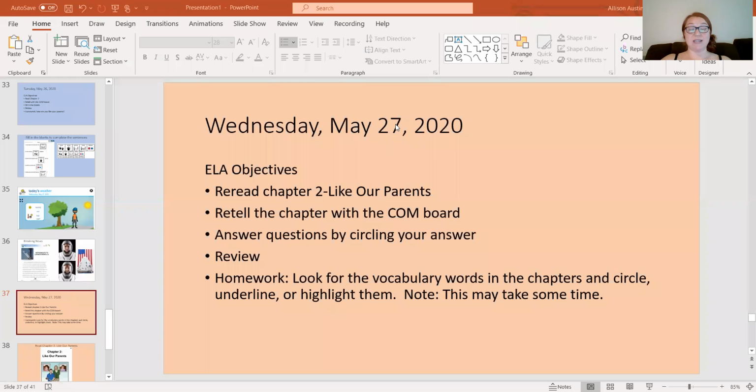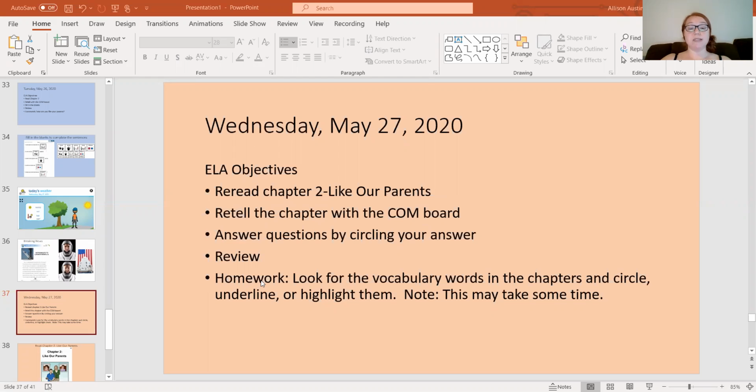Okay, so today is Wednesday, May 27th. These are our ELA objectives. We're going to reread chapter 2 that we read yesterday, Like Our Parents. We're going to retell the story again using the COM board. And we're going to answer questions by circling our answers. Then we'll do a quick review using the COM board.